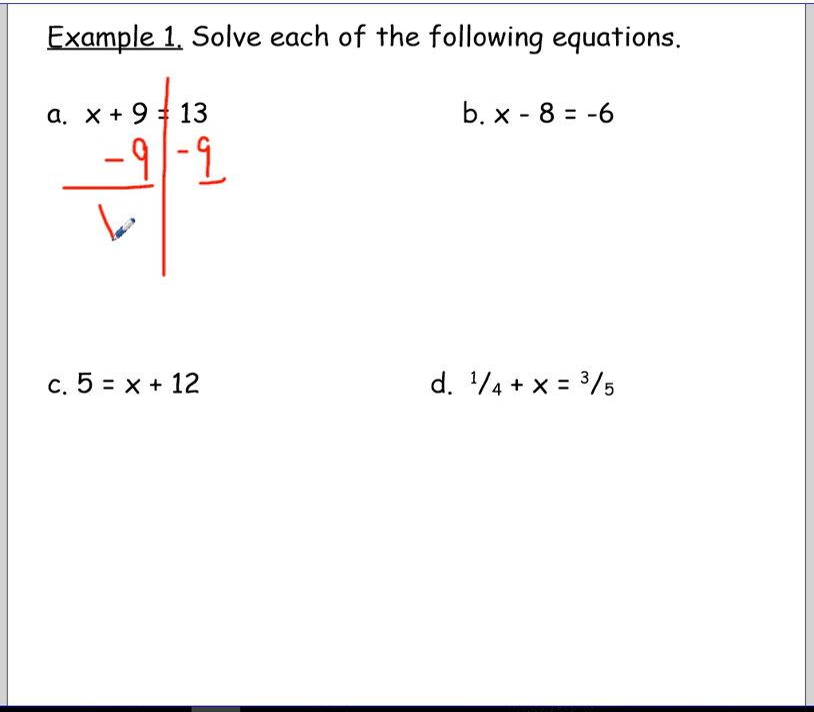We will bring down our x. We didn't do anything to change that. 9 minus 9 is nothing, so I like to put a 0 around those to show that I canceled them out. And then 13 minus 9 is 4.